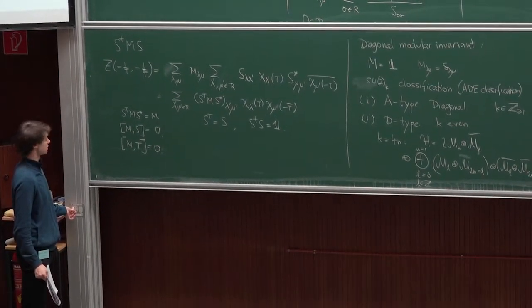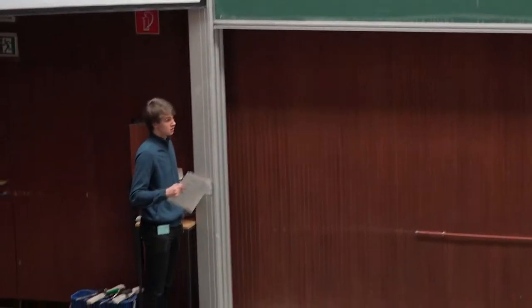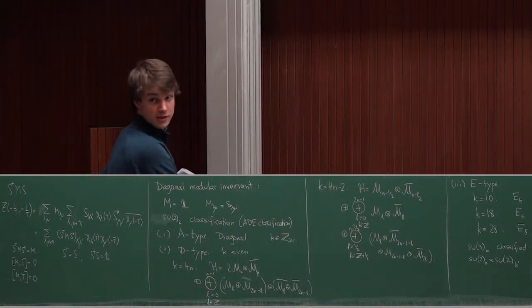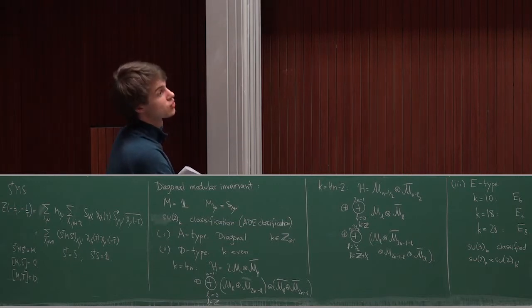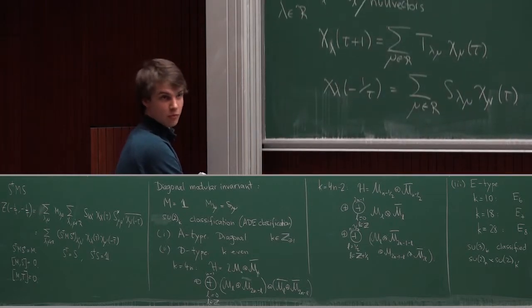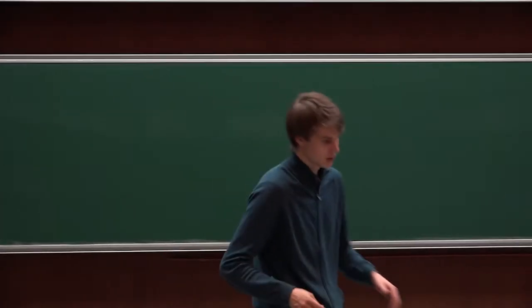Good, so now we should clean the blackboard. And the final thing I want to do, I have 20 minutes left, is to understand why there are some non-diagonal modular invariants and what they mean. Because you might think, okay, we started with the SU2 Wess-Zumino-Witten model, so why now do we have three different models and some only appear at some level and so on? So what's the reason? Okay, so let's do that.